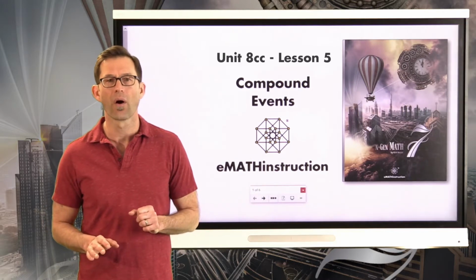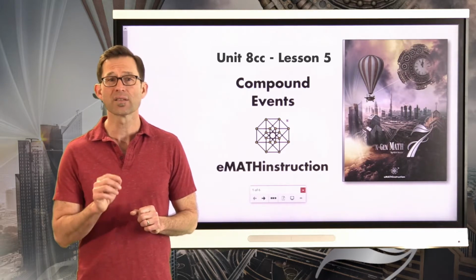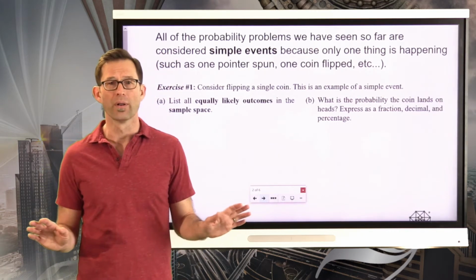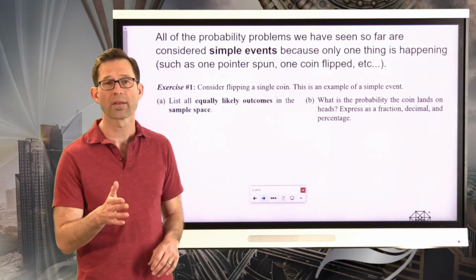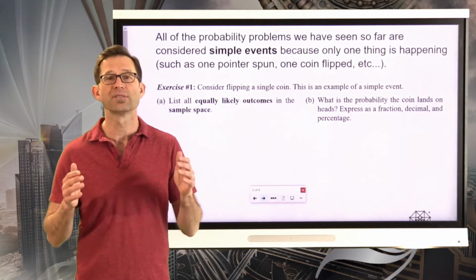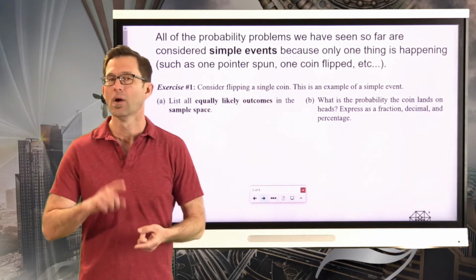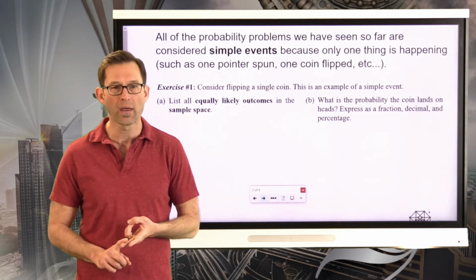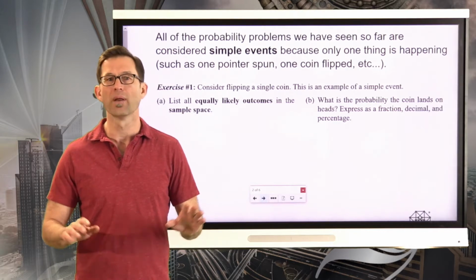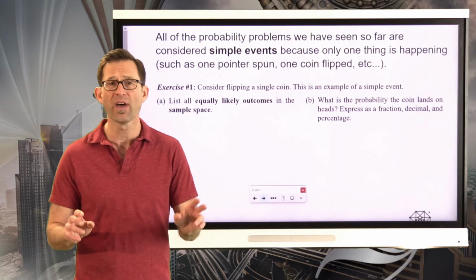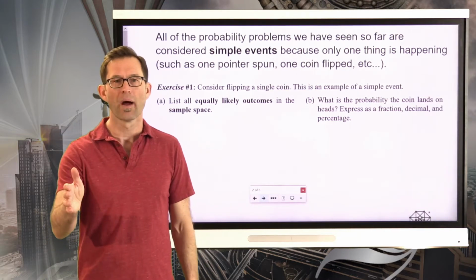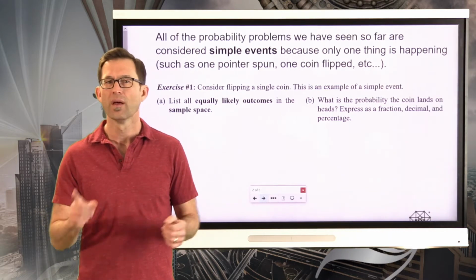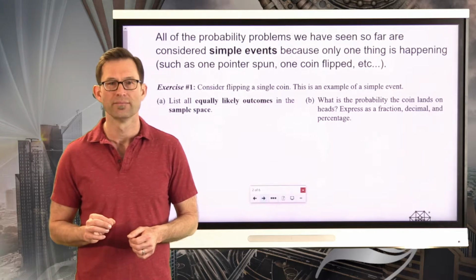Everything you looked at so far are what are called simple events, and let's discuss the difference between them right away. All probability problems you've seen so far, and I don't care how far back you go in probability, have been simple events because only one thing is happening. We spun a spinner, we flipped a single coin, we threw a single die, we opened up a single door, that's it. It's a simple event, and it's easy enough to say, here are my equally likely outcomes, here are how many fall into an event, so here's my probability. Let's take a look at that in exercise 1.